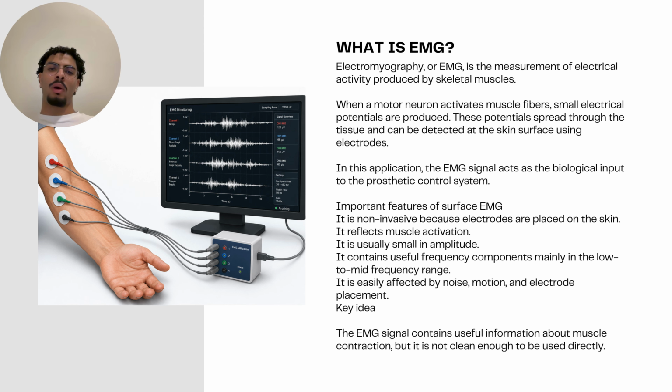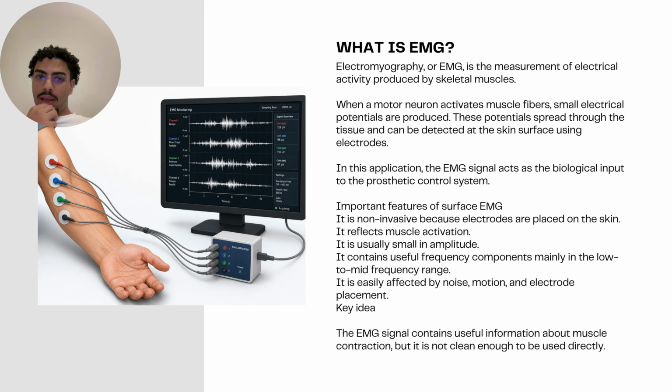So, we've been speaking about EMG. What is an EMG? EMG stands for electromyography. It is a measurement of electrical activity produced by skeletal muscles. When a motor neuron activates muscle fibers, small electrical potentials are generated. These potentials spread out through the muscle tissue and can be detected at the surface of the skin using an electrode. In this application, the EMG signals act as the biological input to the prosthetic control system.